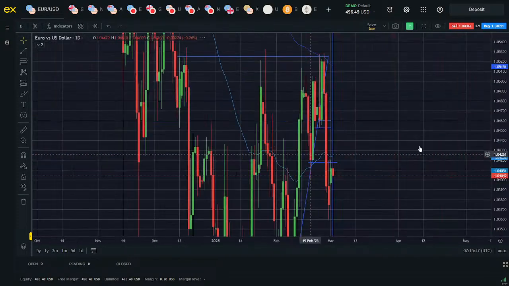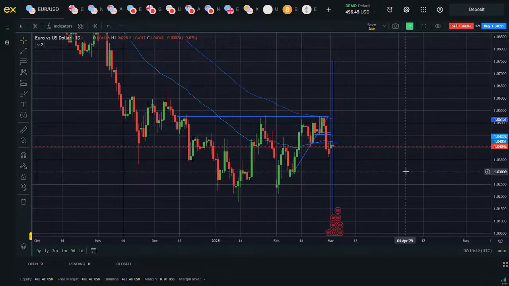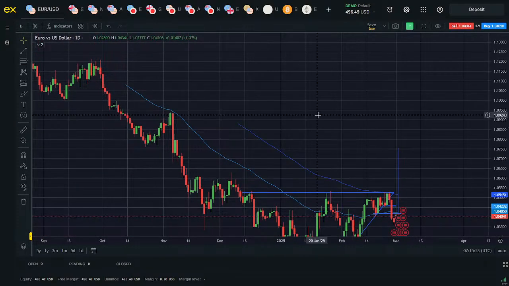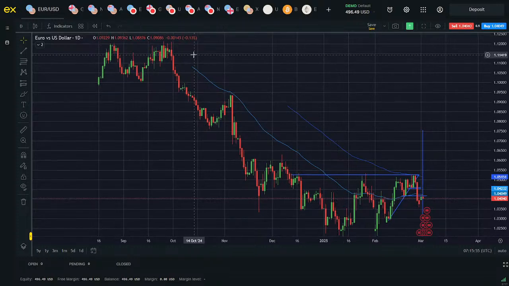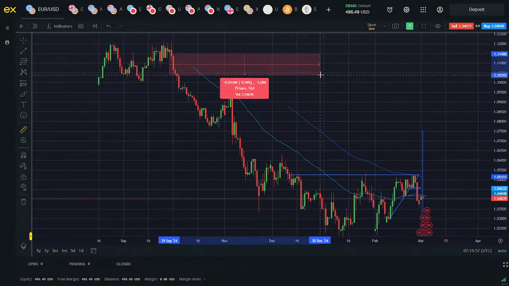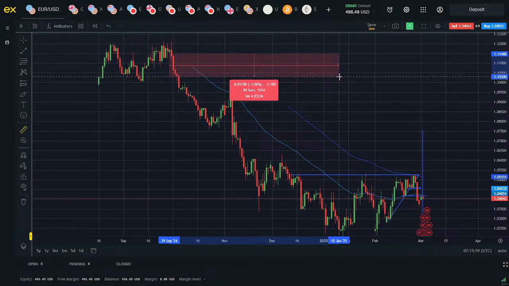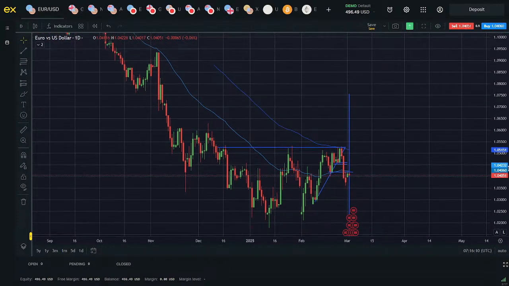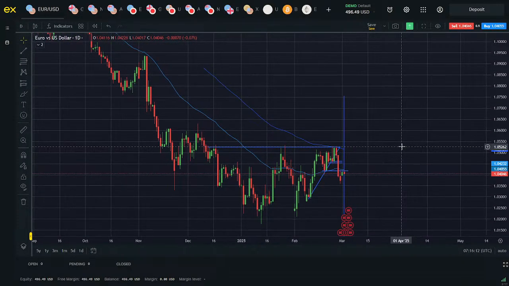So in Euro USD, if we go for the 1 day time frame, we can see the market has been running in the downside for approximately 100 days, 103 days approximately. So after that, definitely there had to be some reversal or some move for the upside.